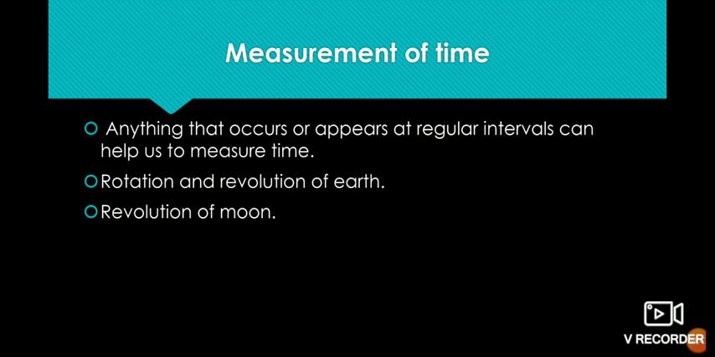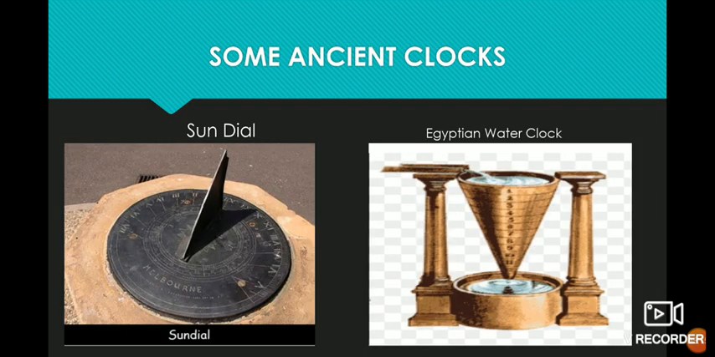So, what are these things which occur at regular intervals of time? There are certain events like the rotation of the earth, the revolution of the earth, the revolution of the moon. So these are events which used to happen at regular intervals of time, and man used these to measure time in ancient times.